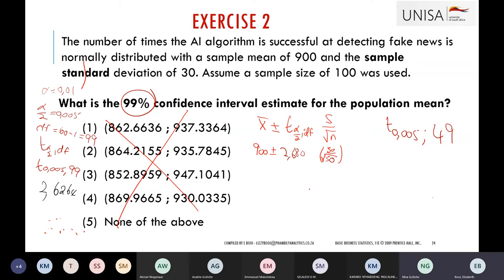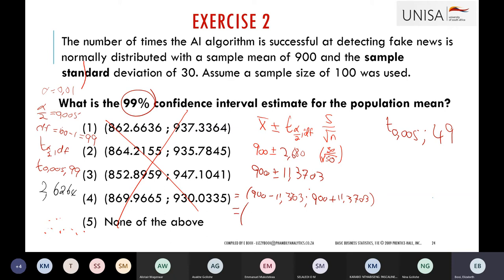Okay, so let's calculate what we have. We have 30 divided by the square root of 50 equals 4.2426, multiplied by 2.680 gives us 11.3703. So 900 plus or minus 11.3703. This will be 900 minus 11.3703 and 900 plus 11.3703. So let's quickly find that.